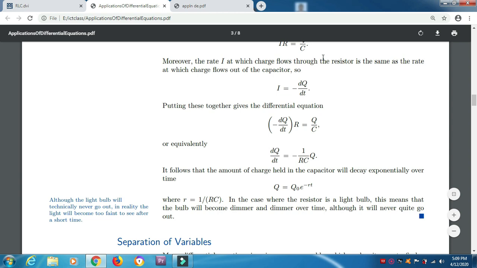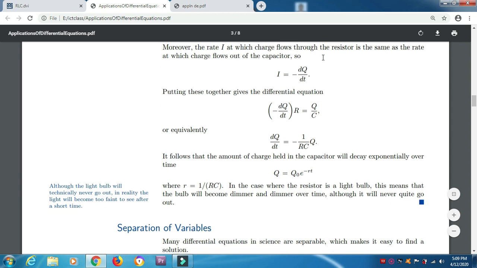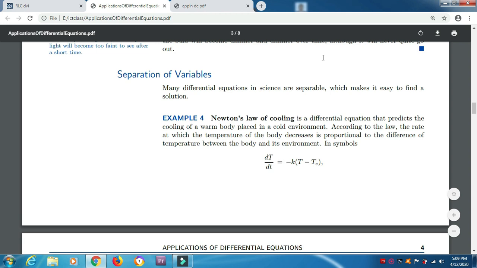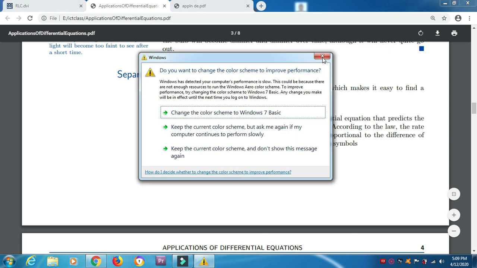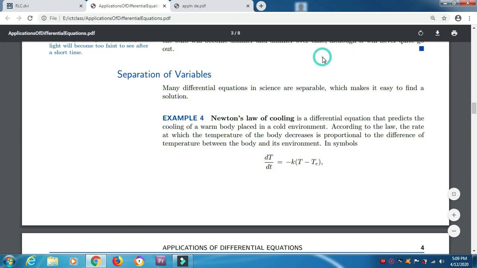Then the next concept is separation of variables. Further, we are going to see Newton's law of cooling. It is also a physics topic. For solving Newton's law of cooling we are using the concept of separation of variables. So first we need to know what Newton's law of cooling is.